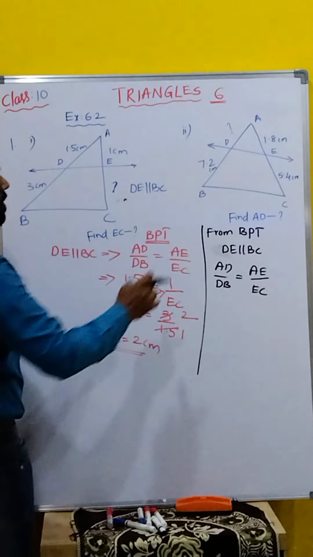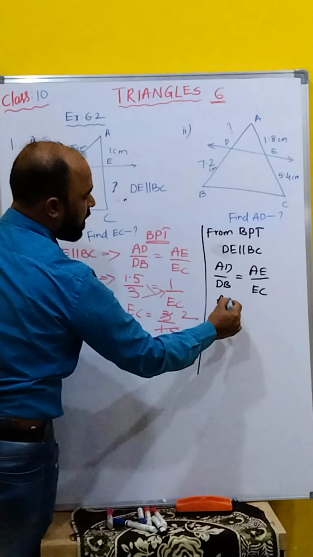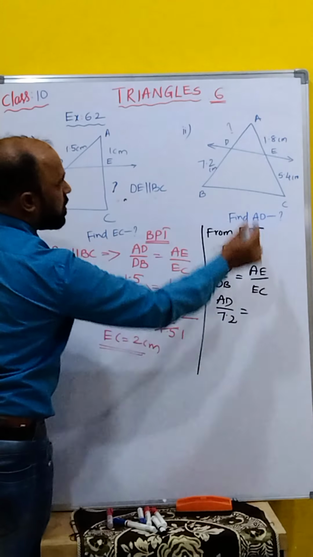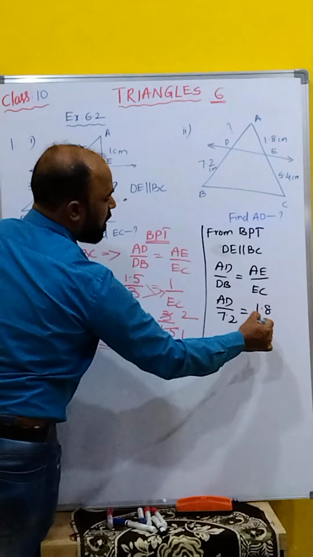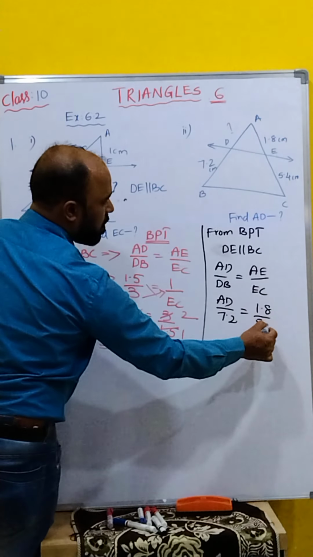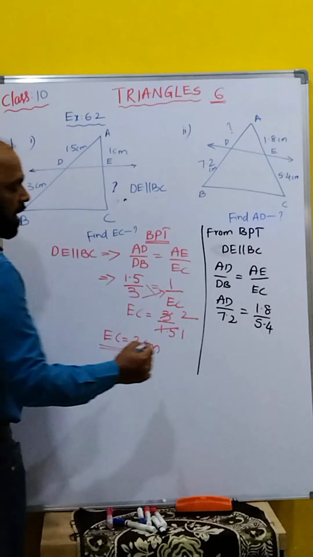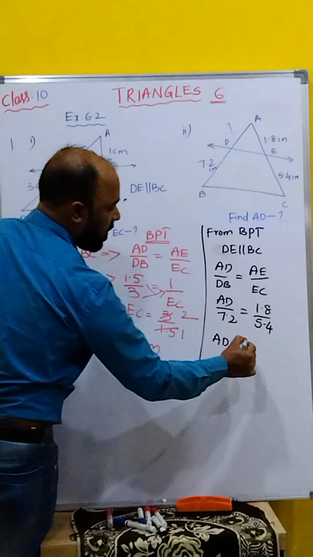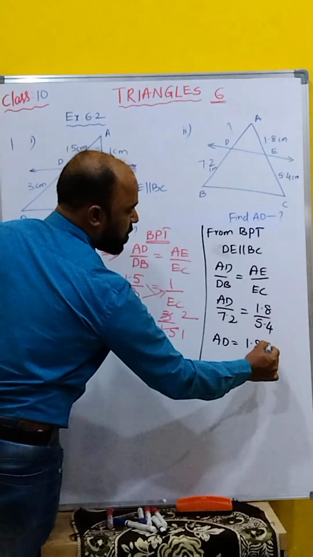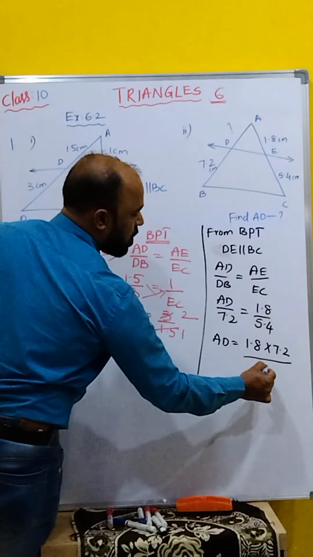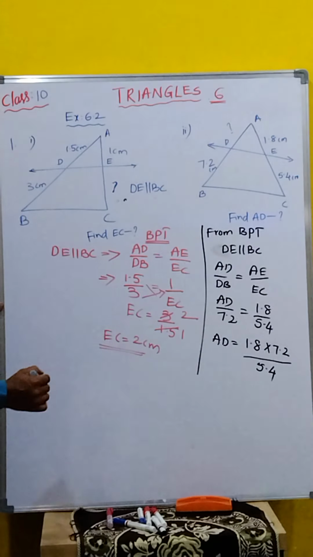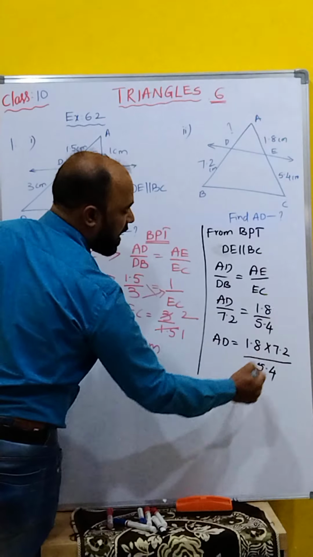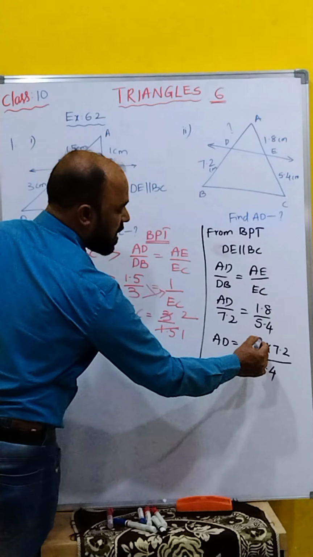Now values apply here. AD is what we don't know. Then DB is equal to what is given? 7.2 is equal to AE 1.8 and EC value 5.4. Now cross multiply 7.2. You take this side. AD is equal to 1.8 into 7.2 divided by 5.4. Okay? Now cancel. Yes, here 5.4 is there. You can cancel. Clear?